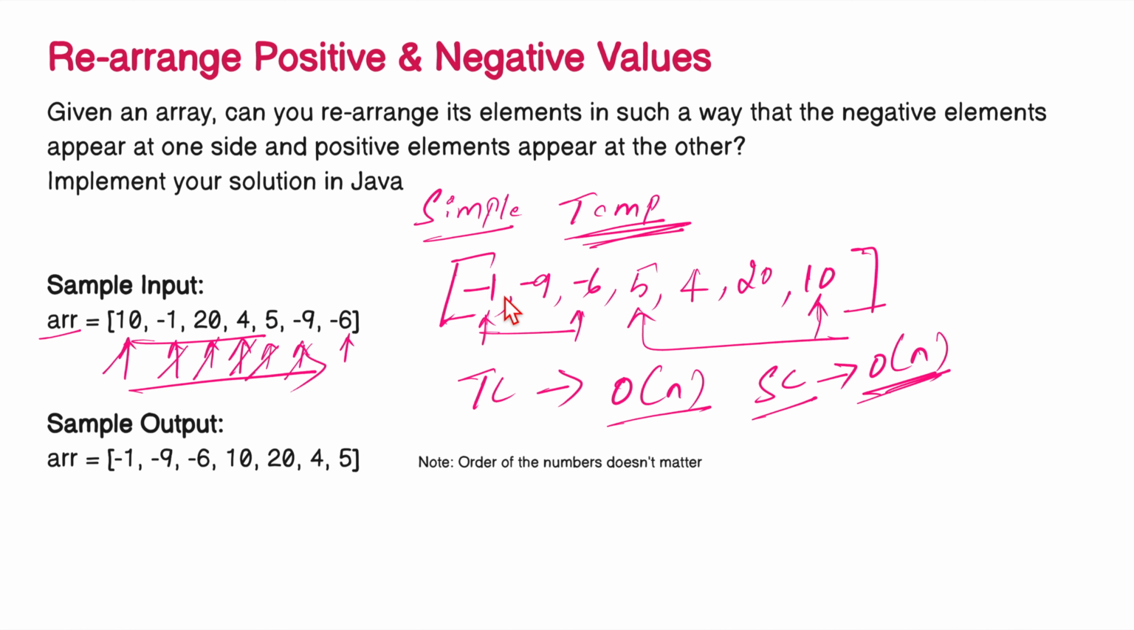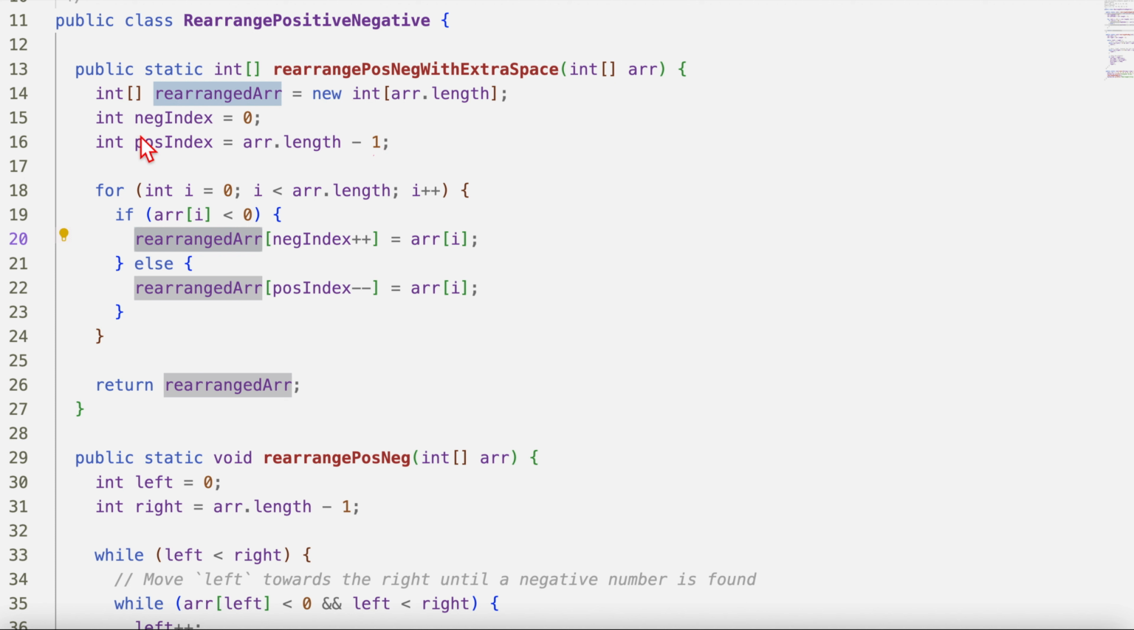Let's jump into the code and understand the logic. Now let's look at the code. This is a method where we are using extra space. There is an input array as a parameter, and we need to return the temp array which we have created. We are keeping the negative index, which starts from the left, at the 0th index. And the positive index we start from the rightmost corner, which will be length - 1, the last index.